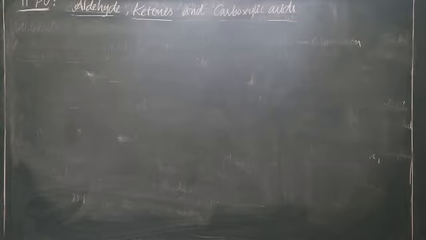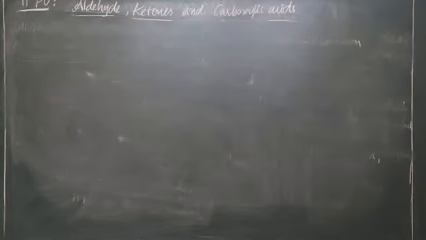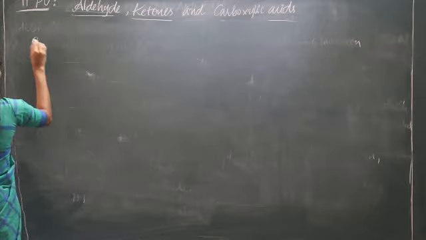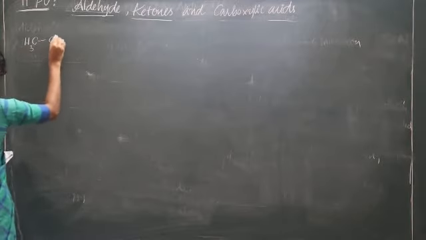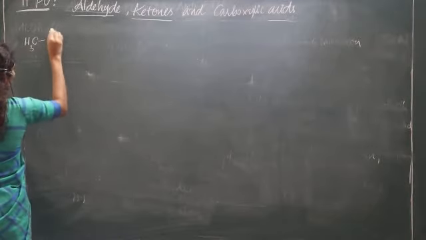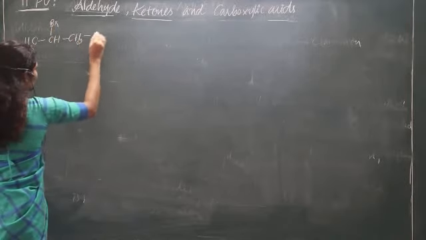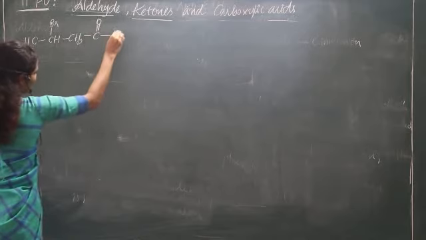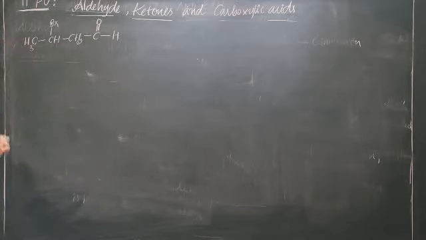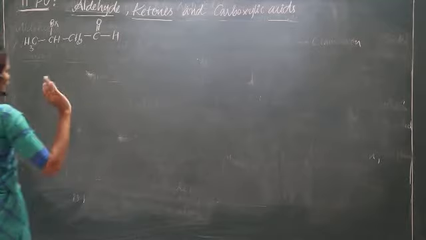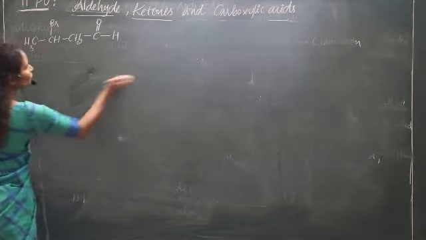I will take textbook problems. First one is CH3, CHBr, CH2 and C double bond OH. Let us see this example. It is there in your textbook, right? I will explain those examples.